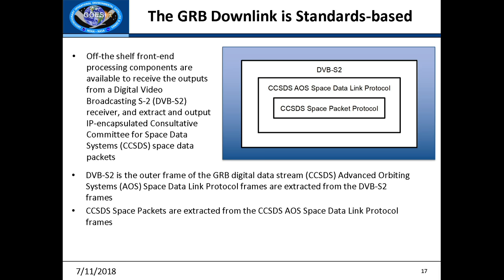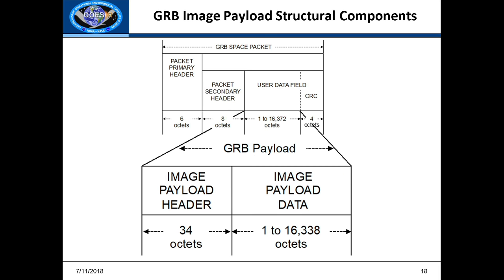CCSDS is the Consultative Committee for Space Data Systems, and it's a standard. And the space data packets then are retrieved, and then using the AOS, or the Advanced Orbiting System Space Data Link Protocol, frames are extracted, and then from the frames come packets, and from the packets we derive data. We have the image payload all documented, so these files are self-sufficient. The payload has an image payload header and an image payload data. So this is all documented and structured.